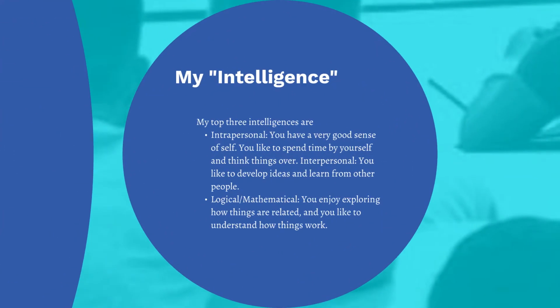I completed the inventory again for discussion in this class. My top 3 intelligences, as previously mentioned, are intrapersonal, interpersonal, and logical mathematical. Intrapersonal have a good sense of self. They like to spend time by themselves and think things over. Interpersonal like to develop ideas and learn from other people. And logical mathematical enjoy exploring how things are related, and they like to understand how things work.